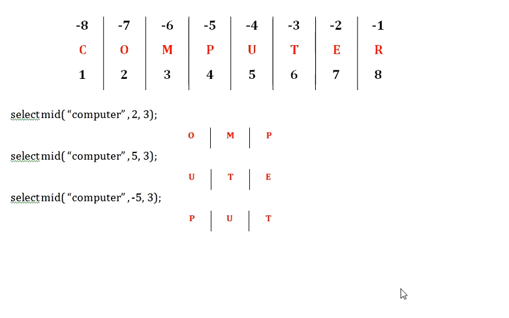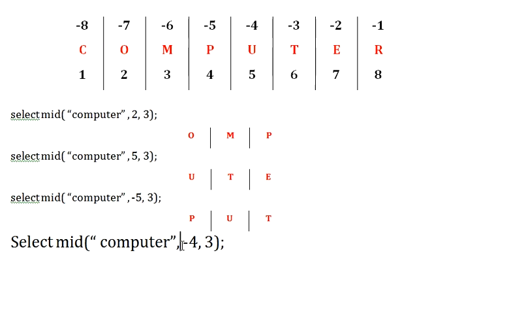Now let us take one more example on this. Now we'll take the same function, select mid, bracket computer, comma, let us take it as minus 4. So minus 4, comma 3. Okay, so first is the string, second is the position from where it has to extract, and third is nothing but the number of characters it has to fetch. So a negative value has been passed as the second argument.